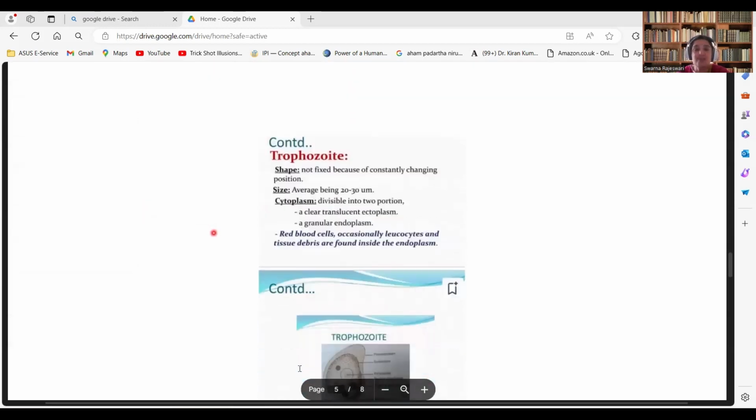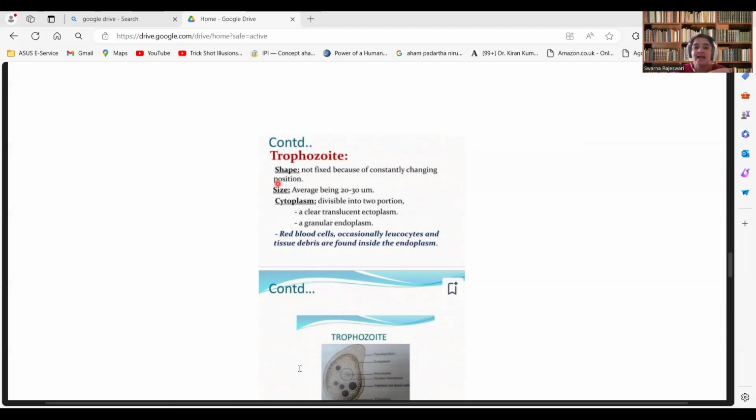When we see the forms of the parasite, there are three morphological forms, meaning it occurs in three forms: the trophozoite form, the precystic form, and the cystic form. First we will discuss the trophozoite form. This is the feeding and growing stage of the parasite. It feeds on the mucosal and submucosal layers of the large intestine, and enlarges in size.